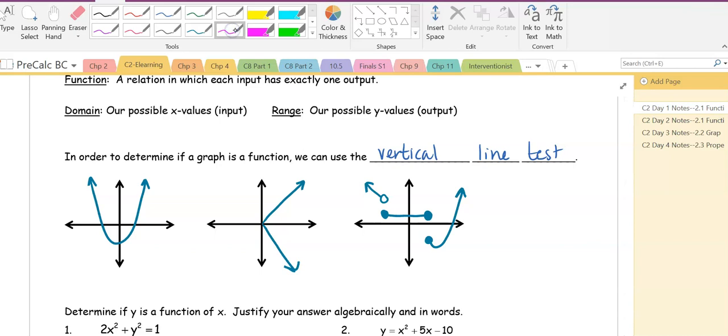So for example, basically you have this parabola here. You're going to draw a vertical line through different parts of the graph. And because we are only hitting one location on the parabola at a time, we would say, yes, this is a function. Okay, so as opposed to this graph right here, when we draw our vertical line, you can see we have hit 2 locations. That means that for this one input value, this one x value, there are 2 different outputs, 2 y's. So this is not a function.